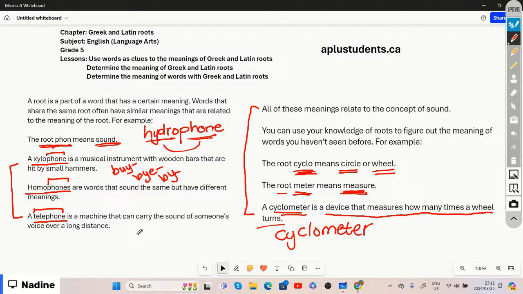So it's the same as with hydrophone. Hydro is to do with water, right? So hydro is to do with water, what's the meaning is water. And then we have phone, we can add the E even, is to do with sound. So which means that if we put those two together, which is hydrophone, it means that it is a device that measures the sounds, let's say underwater, right?